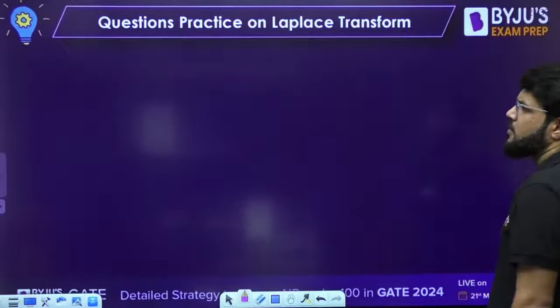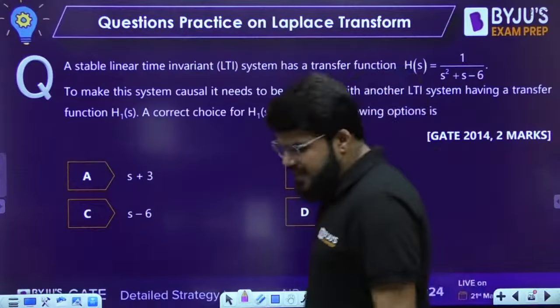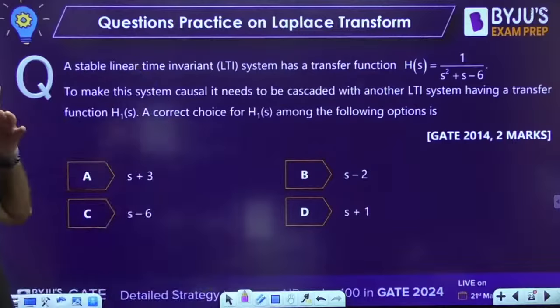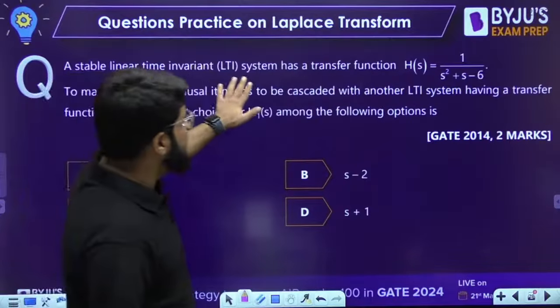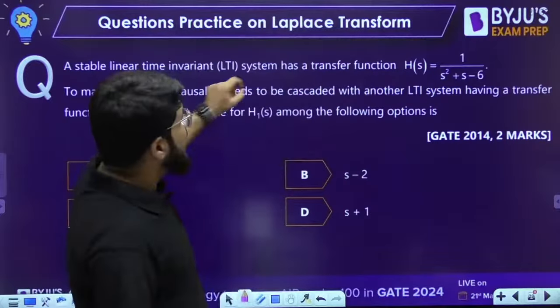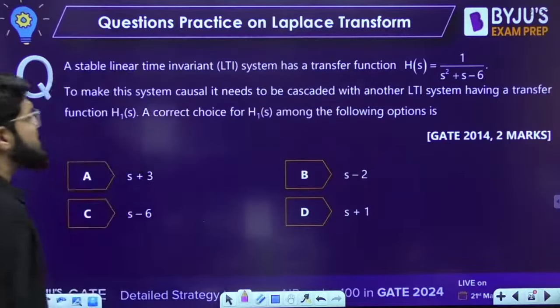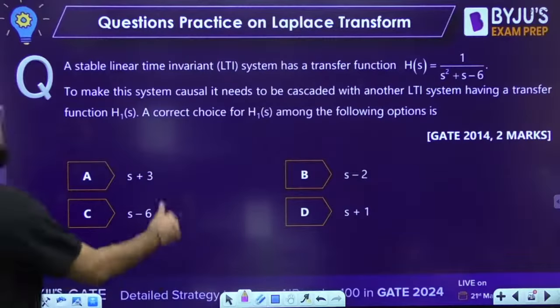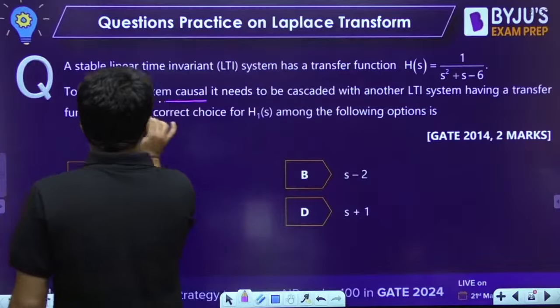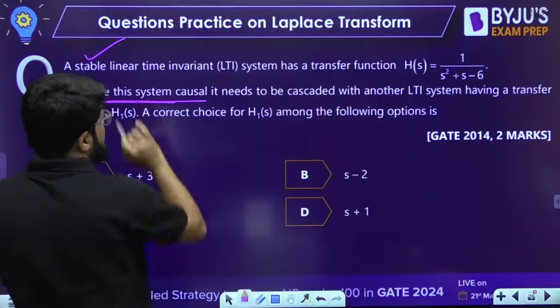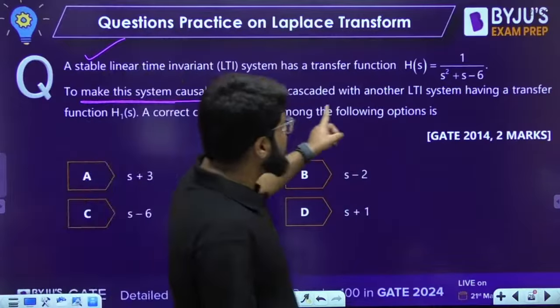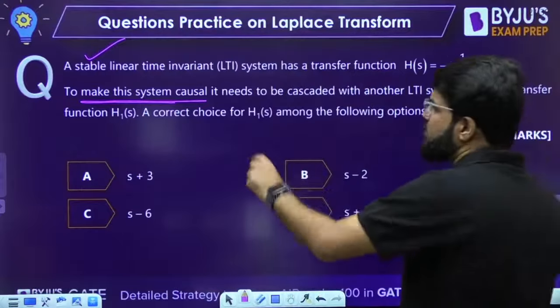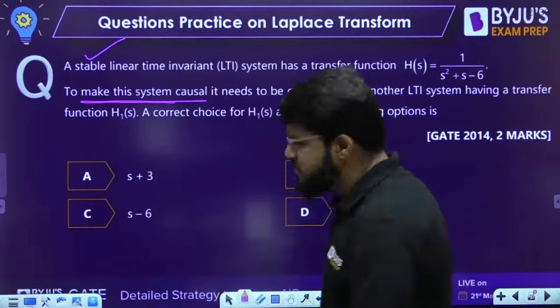A stable linear time invariant LTI system, GATE 2 marks question hai, has the transfer function 1 upon s square plus s minus 6. To make the system causal, so it is already linear, I want to make it as causal. It needs to be cascaded with another LTI system having a transfer function h1s. What is the correct choice for h1s?